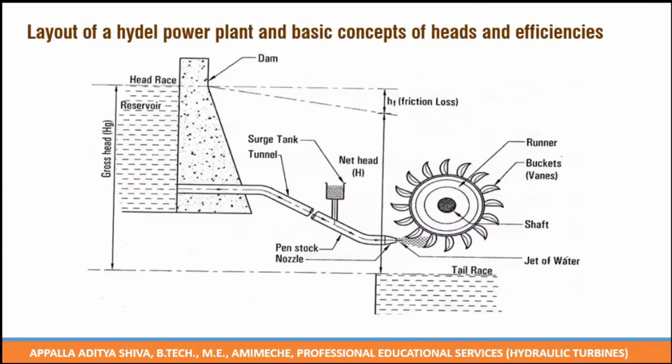Now, this is the basic layout of a hydroelectric power plant. So we have the gross head here, which is from the datum line to the head race level. At head race level, we will have the maximum reservoir capacity and where water is stored in the dam. Now from the dam, water moves through the penstock to the turbine. Here we will have something called a surge tank or a forebay. Surge tank or a forebay acts as a temporary storage for water when the load is fluctuating.